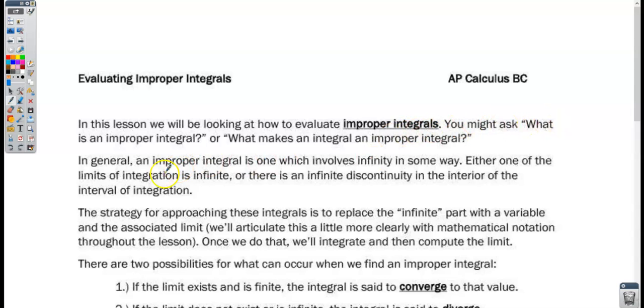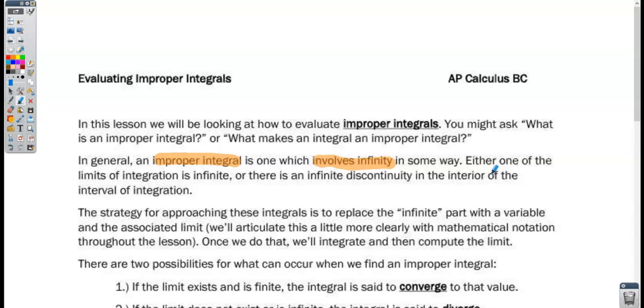So what is an improper integral? What makes an integral an improper integral? Okay, in general, improper integrals involve infinity in some way. One of the limits of integration is infinite, or maybe both of the limits of integration are infinite, like one goes to negative infinity and the other one to positive infinity. That's a possibility. Or maybe there's an infinite discontinuity somewhere in the interior of the interval of integration. That's what makes an improper integral improper, is the fact that we've got this function that's going off towards infinity, either at a limit of integration or within the interior.